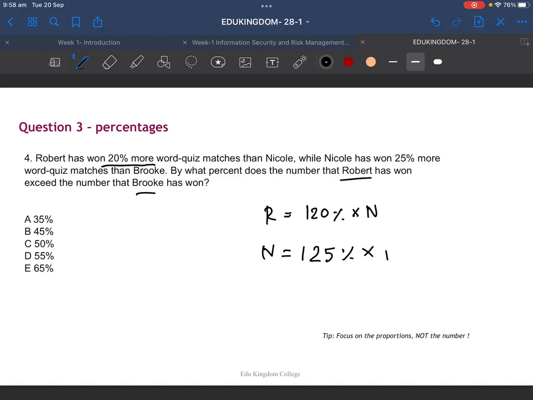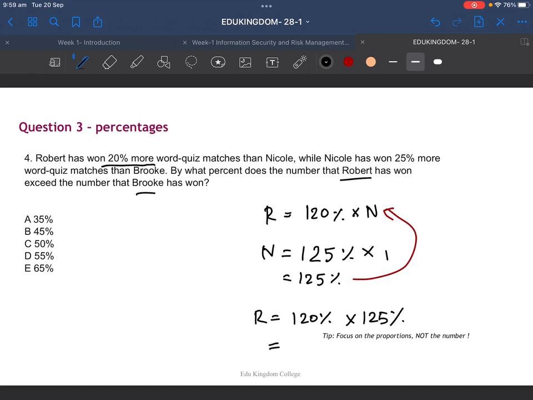So if Nicole is 125%, then we can sub it into the original equation we had. Remember, R equals 120% of Nicole. Then we're trying to find out how much more Robert is than Brooke. So we do that: 120% of 125%, or 125% of 120%.